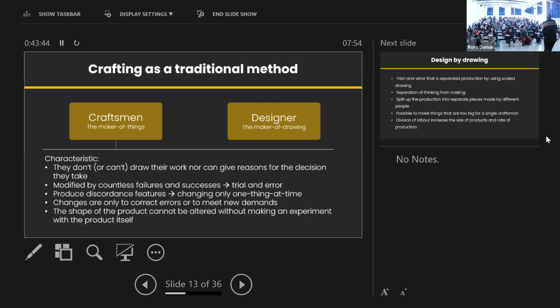Okay, let's read the characteristics of the craftsman. Yeah, these are the characteristics of the craftsmen or the crafting. They don't or they can't draw their work, nor can they give reasons for the decisions they take. Sometimes it is more like an art, like it just comes there without any specific reason. Because sometimes crafting is not problem solving. That's why, yeah, in design, we are certain that we are solving a problem.